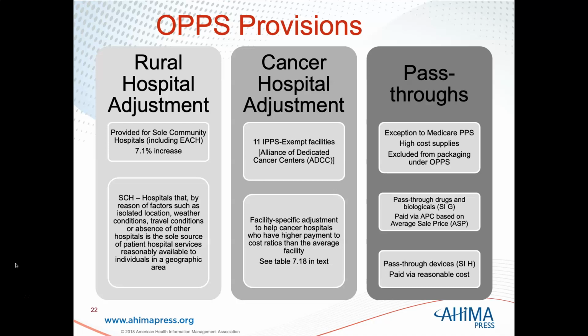And then you have pass-through payments. These are an exception to Medicare PPS. They're for high-cost supplies and excluded from packaging under OPPS. They include pass-through drugs and biologicals with an SI of G. They're paid via APC based on the average sale price. It also includes pass-through devices with an SI of H. And again, those are paid at a reasonable cost.